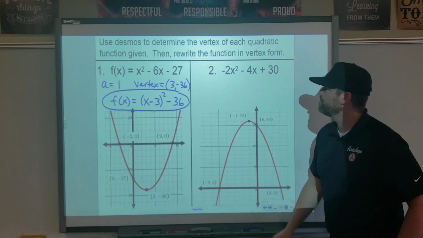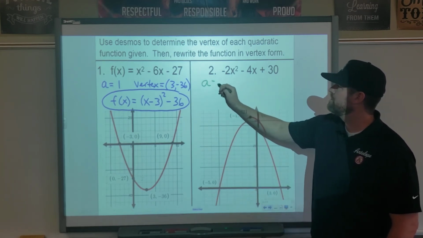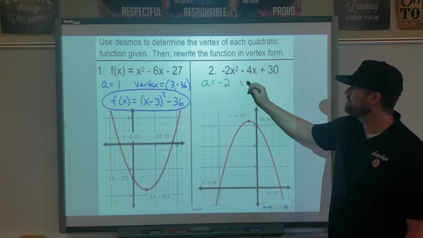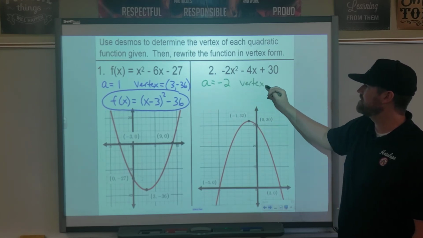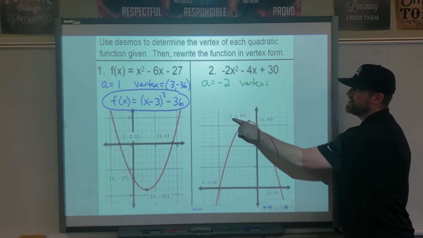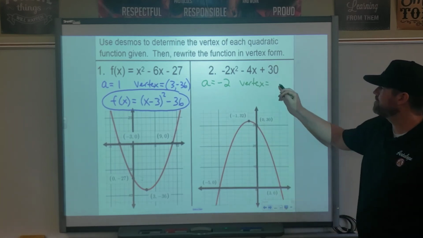All right, next example, my a value. I just look at my standard form, the a value is negative 2. To get the vertex, I was allowed to plug this in Desmos, so I graphed it, and I got a vertex of negative 1, comma 32.